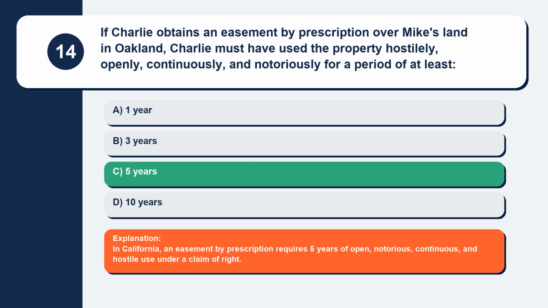Explanation: in California, an easement by prescription requires 5 years of open, notorious, continuous, and hostile use under a claim of right.